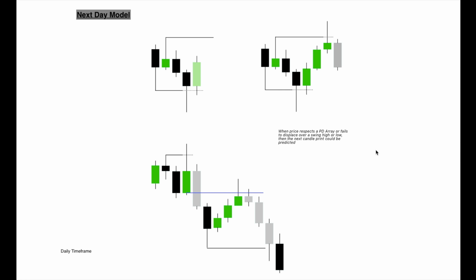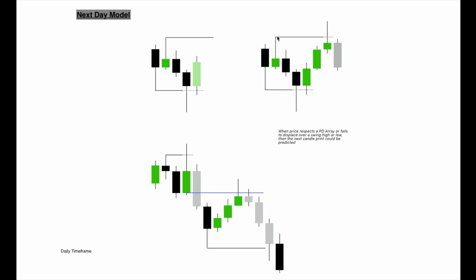This then finally brings us into the next day model. So with the next day model, using PD arrays and old highs and old lows, here when price fails to displace below an old low and then it closes above that old low, we would anticipate for price to move higher. So on the next candle we'll get an open, low, then high, and then close, and then we continue to the upside.